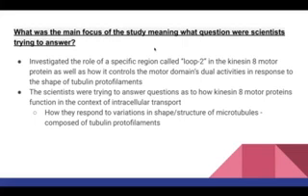Okay, the first question that we will answer is, what was the main focus of the study? Meaning, what question were scientists trying to answer? Well, there's two. We put that they investigated the role of a specific region called loop 2 in the kinesin 8 motor protein, as well as how it controls the motor domain's dual activities in response to the shape of tubulin protofilaments. The scientists were trying to answer the question as to how kinesin 8 motor proteins function in the context of intracellular transport, and how they respond to variation in shape structure of microtubules composed of tubulin protofilaments.